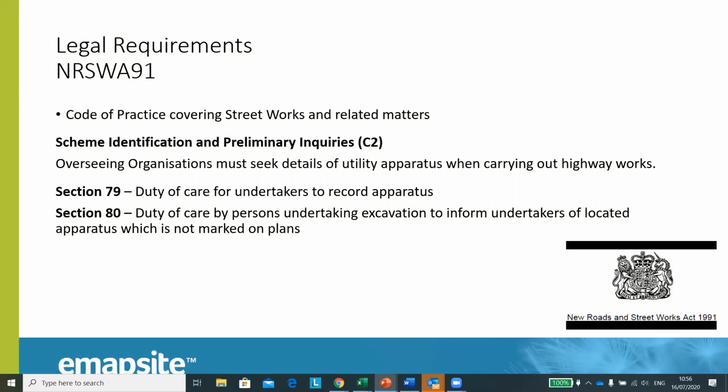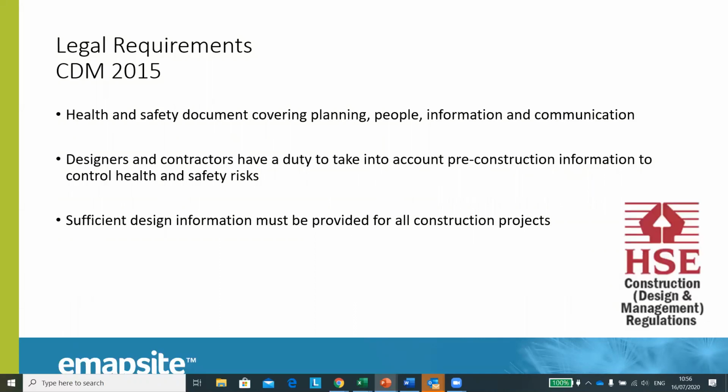So next we have the Health and Safety Executive's Construction Design and Management Regulations 2015, otherwise known as CDM 2015. This is a document which covers the planning, people, information and communication involved in a construction project. And the document places a duty on designers and contractors to ensure that pre-construction information is provided to control health and safety risks. And a key element of this is utility plans. And this information is required for all construction projects and is not restricted to large infrastructure works. Again, as I say, these things run the whole gamut, even if you're just digging in a garden.